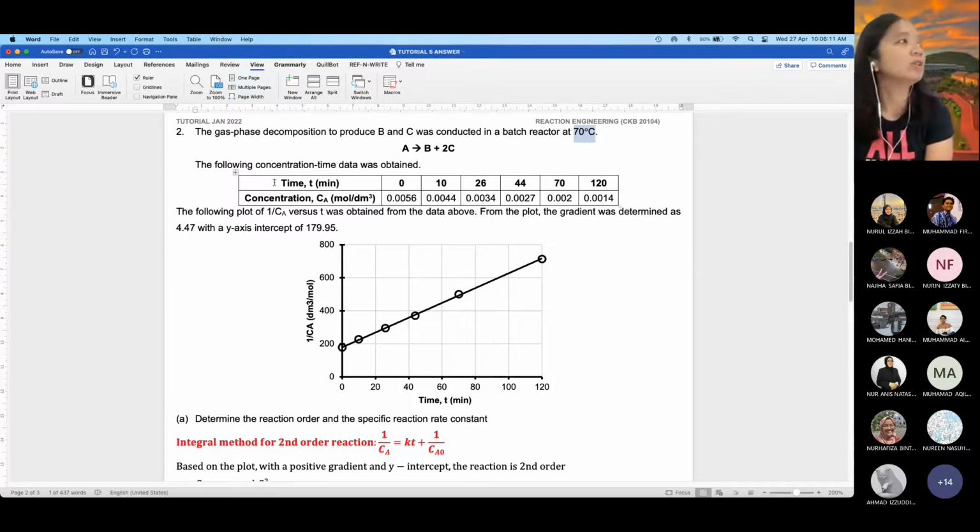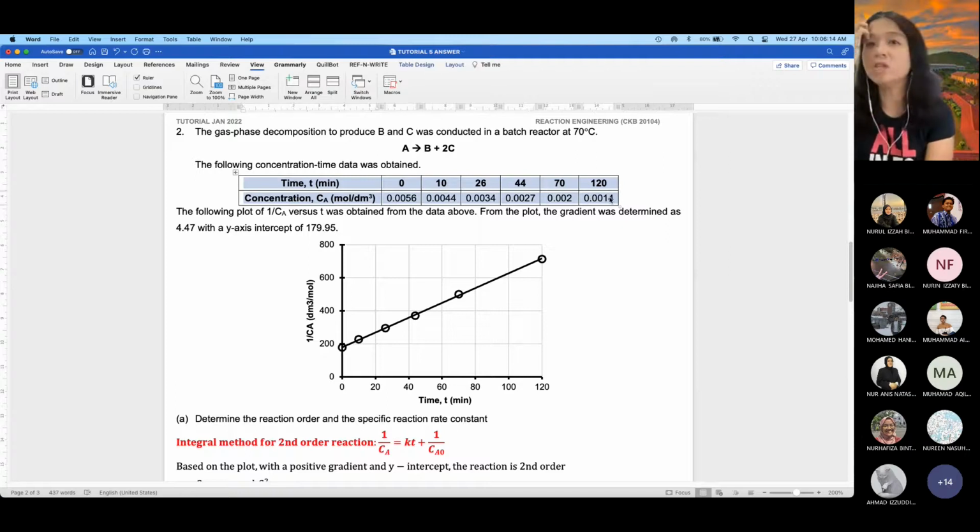So the following concentration time data was obtained. So again, data dia time atau time versus concentration.